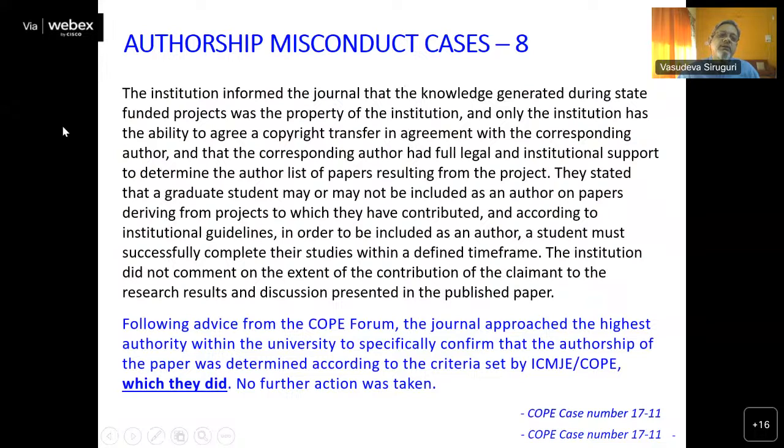Then the institution has a funny reply. They informed the journal that the knowledge generated during state-funded projects was the property of the institution, and only the institution has the ability to agree a copyright transfer in agreement with the corresponding author, and the corresponding author had full and legal institutional support to determine the author list, etc. And they stated the graduate student may or may not be included as an author on papers deriving from projects.